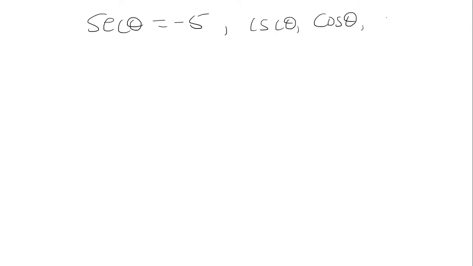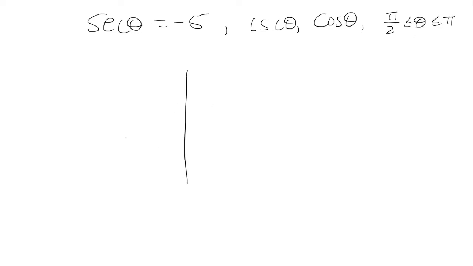We're given that secant of theta is equal to -5. We want to find cosecant theta and cosine theta, where theta is between pi over 2 and pi.